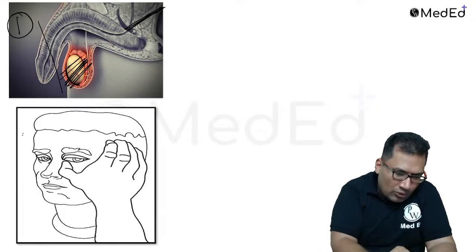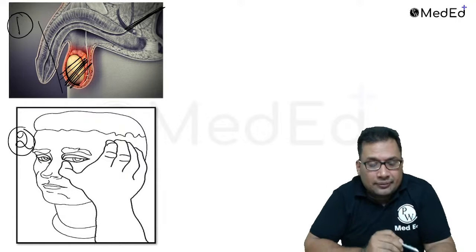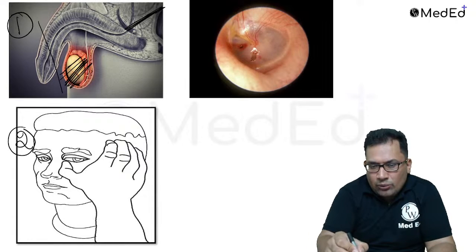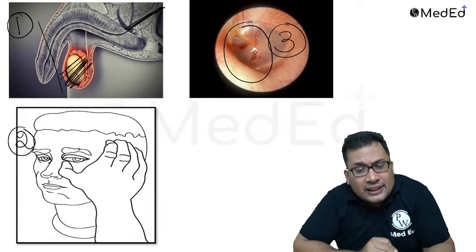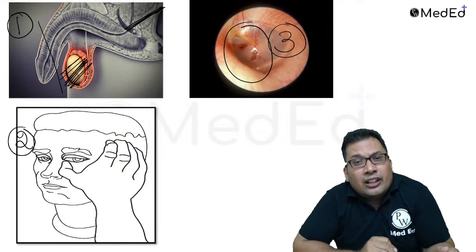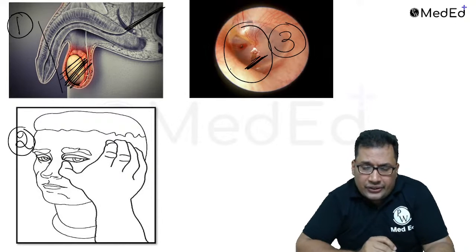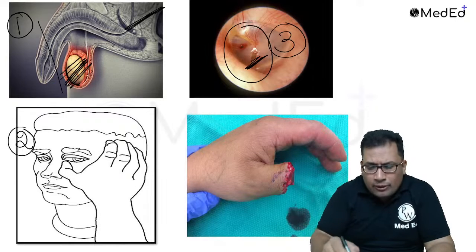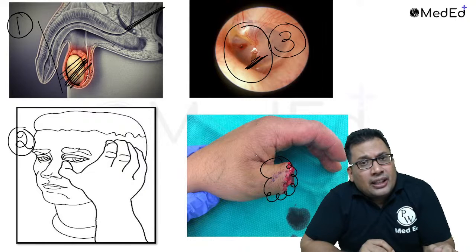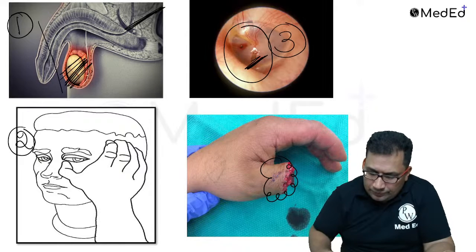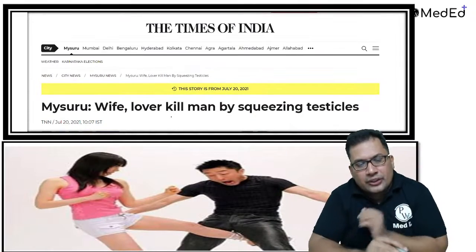Clause number 2, what you can see here: gouging out of eye, damage to the eye. Clause number 3, what you can see here: perforation of tympanic membrane. You can see the perforation in the anterior inferior quadrant. This can lead to deafness, right? Clause number 3. Clause number 4, what you can see here is the amputation of thumb. Amputation of thumb is an example for the member, the fourth one.